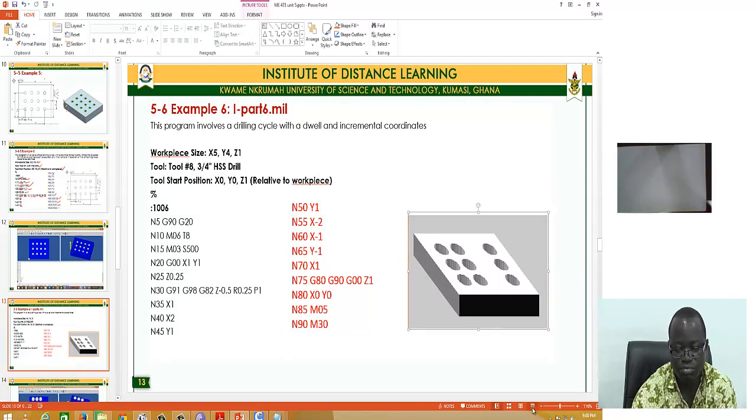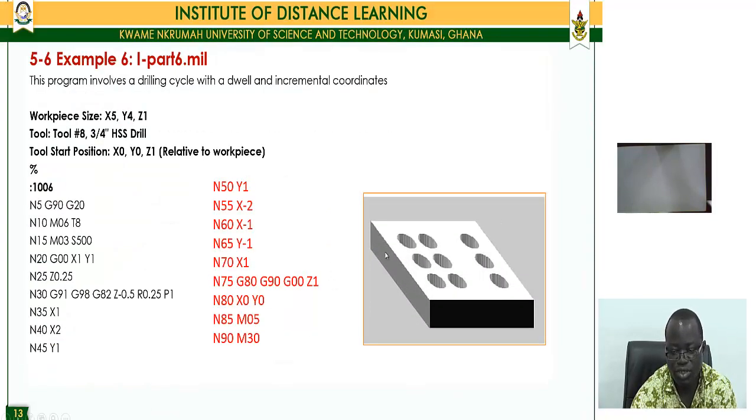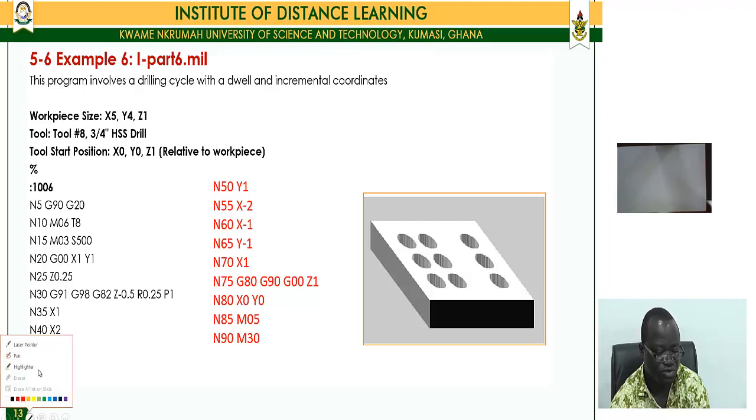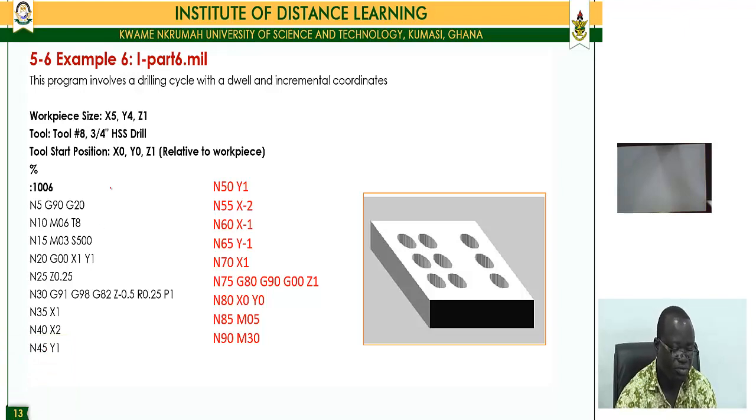Okay, so now we want to look at this particular exercise here. We're going to drill these 9 holes more or less, but we are using relative coordinates. So the next coordinate will be measured from the previous coordinate. That is what relative coordinate is. If we try to run through this program, it's essentially similar to the one that we did.